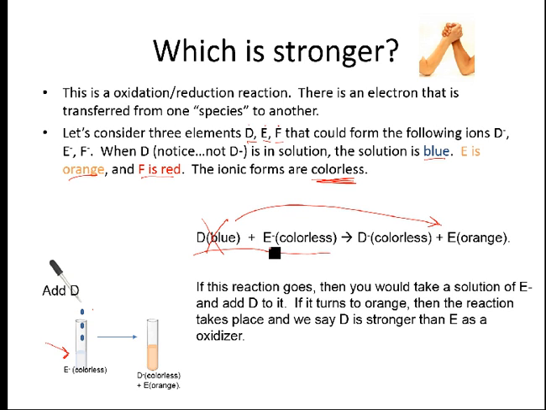What happened was an electron from E transferred over to D. And so if it loses a -1 charge, it goes to 0, and then D, gaining that one electron, becomes D minus. Okay? And we just said D minus is a colorless ion. But since E was formed, we now have an orange in the solution.